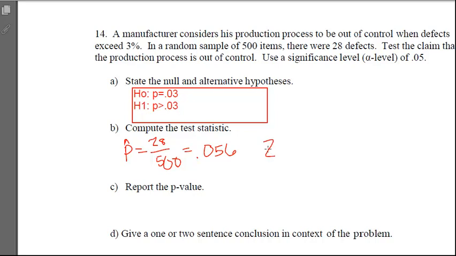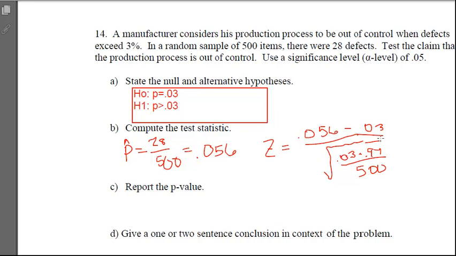And so my formula is going to be p-hat 0.056 minus p. That's always what's here. So that's going to be 0.03. And then I divide by the square root of p times q. P again is 0.03. It's important that you get your p-hat and your p's straight. And q is always 1 minus that, so 0.97. That's also under the square root. And divide by our sample size of 500.